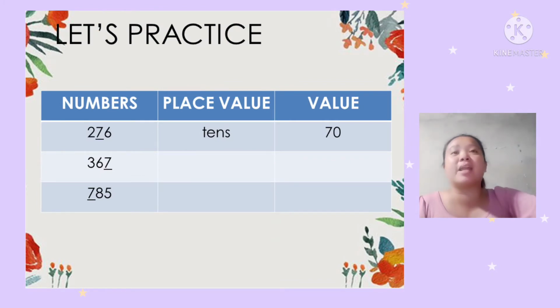Remember the place value and the value. So I gave you an example already. We have here the underlined digit, the 7, which is in the tens place, because ones, tens. And the value of 7 here is 70. In 276, the value is 70.